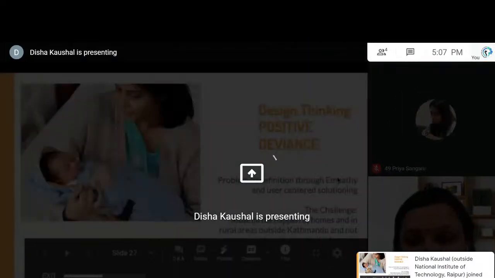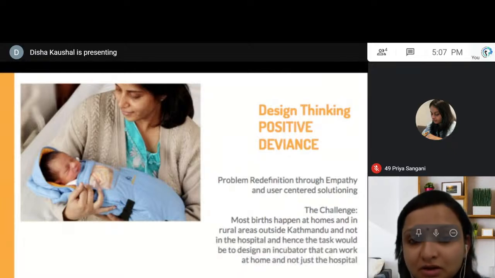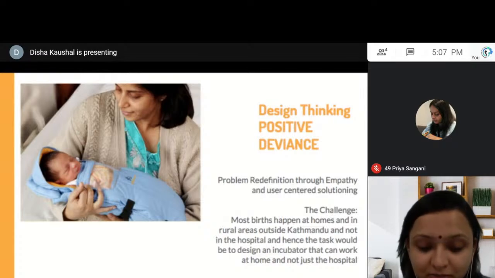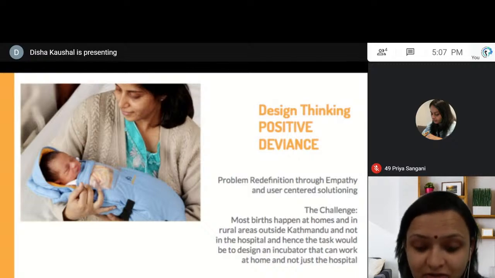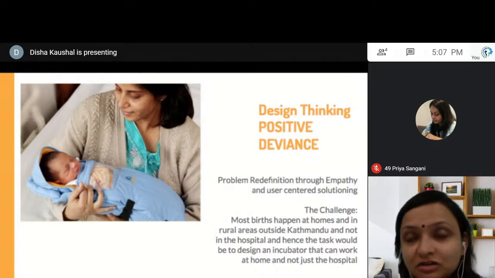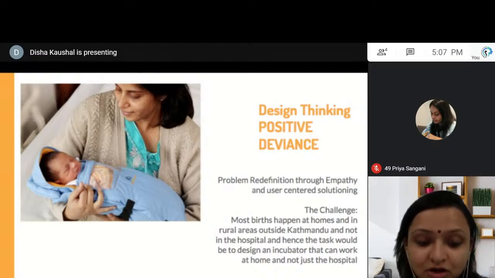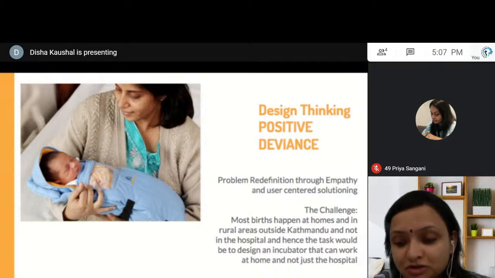So the challenge was very unique. They had to come up with an incubator which would keep the baby, the newly born infant, warm and prevent its death, keeping the temperature intact for a certain period of time. They realized that a lot of casualties were happening right from the birth to when a child was transferred to a hospital.